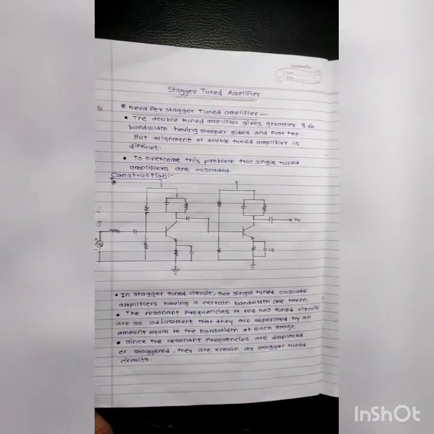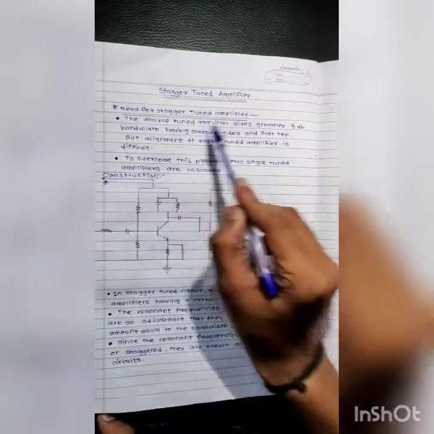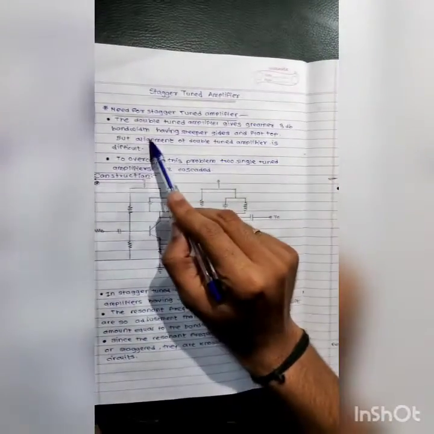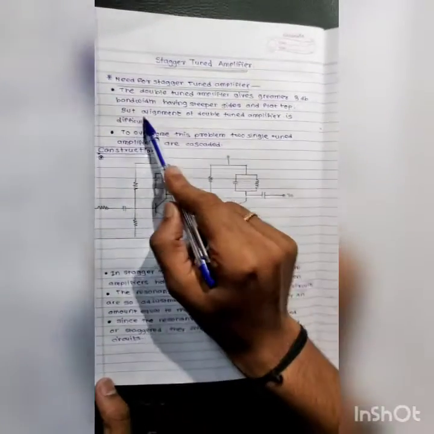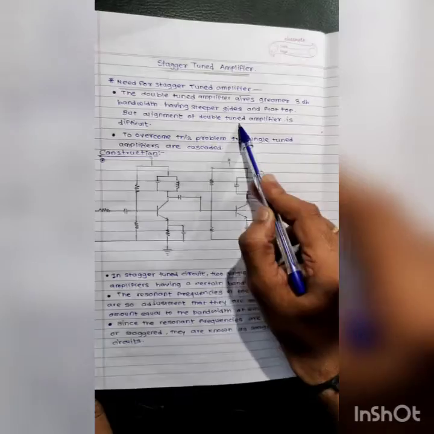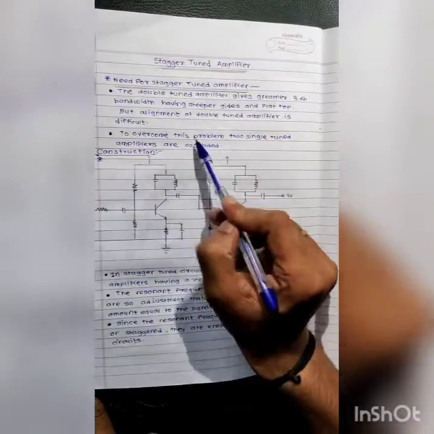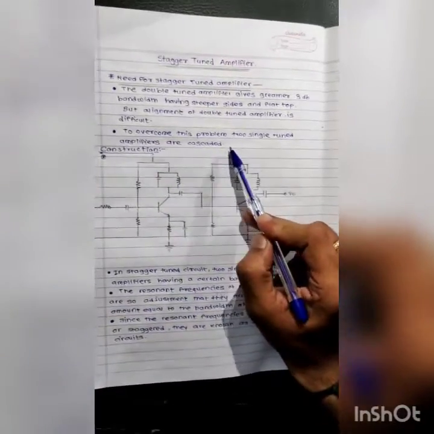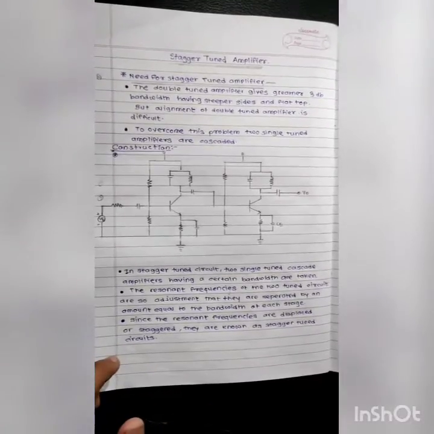The need for the stagger tuned amplifier. The double tuned amplifier gives a larger 3 dB bandwidth having steeper sides and a flat top, but alignment of the double tuned amplifier is difficult. To overcome this problem, two single tuned amplifiers are cascaded. Next point is construction, the construction of this stagger tuned amplifier.